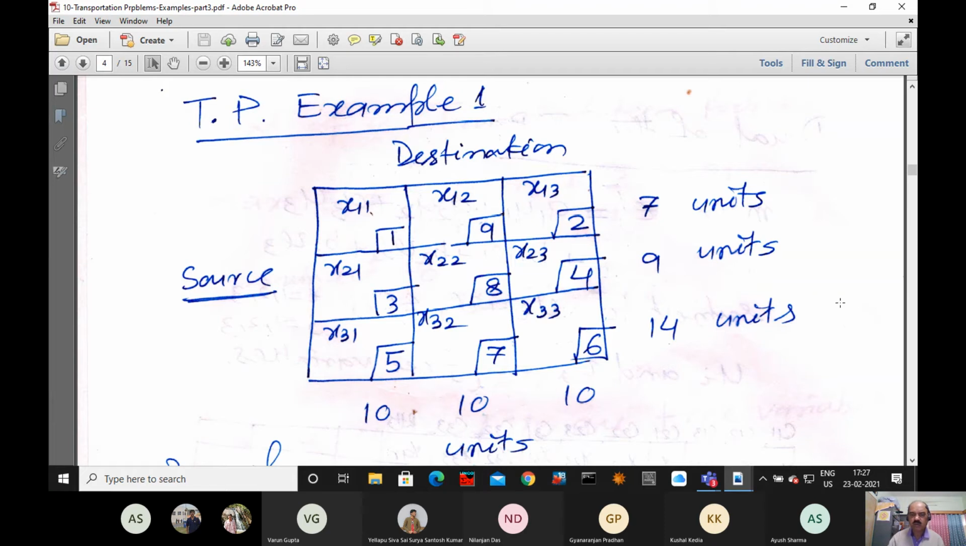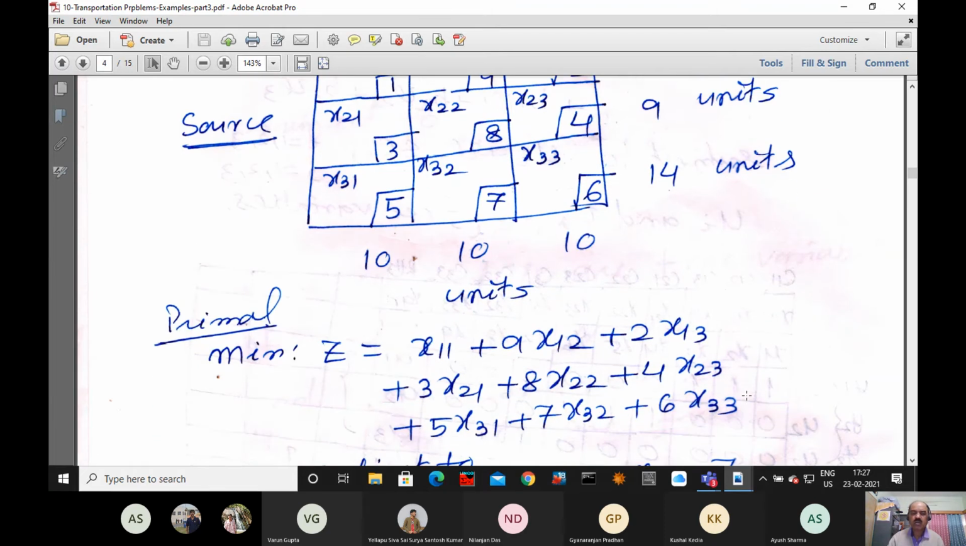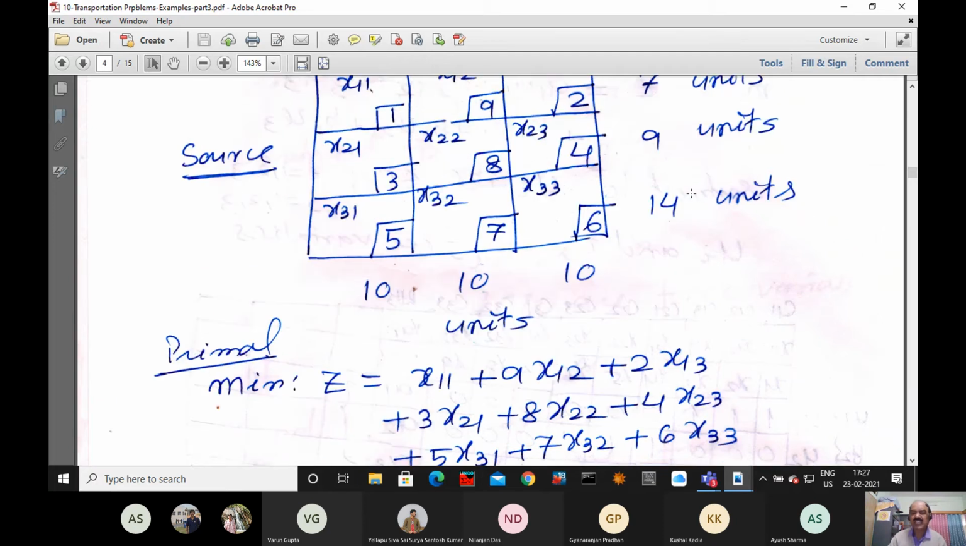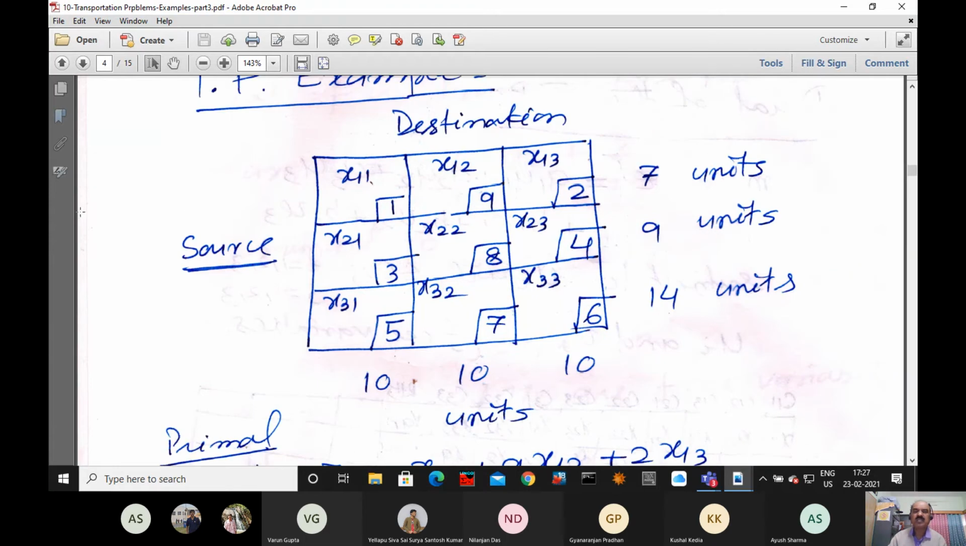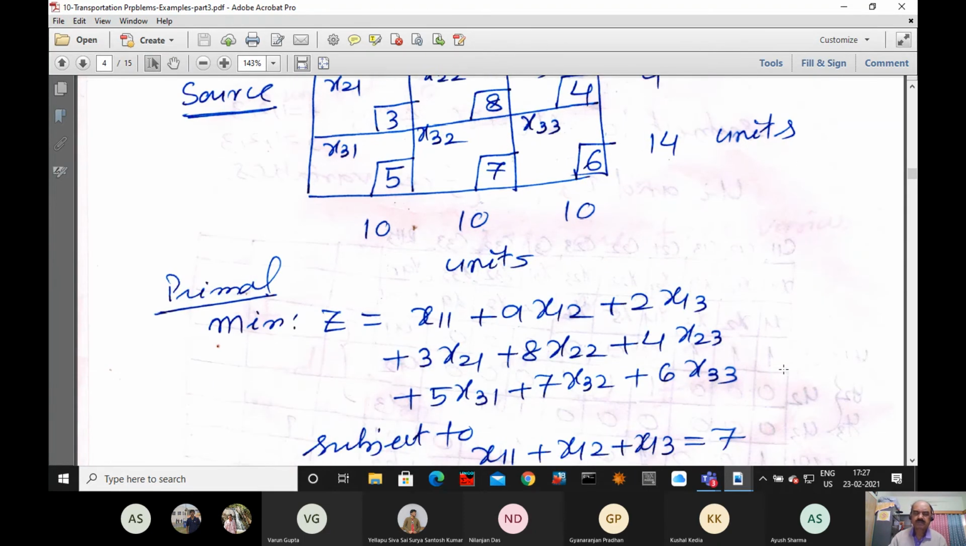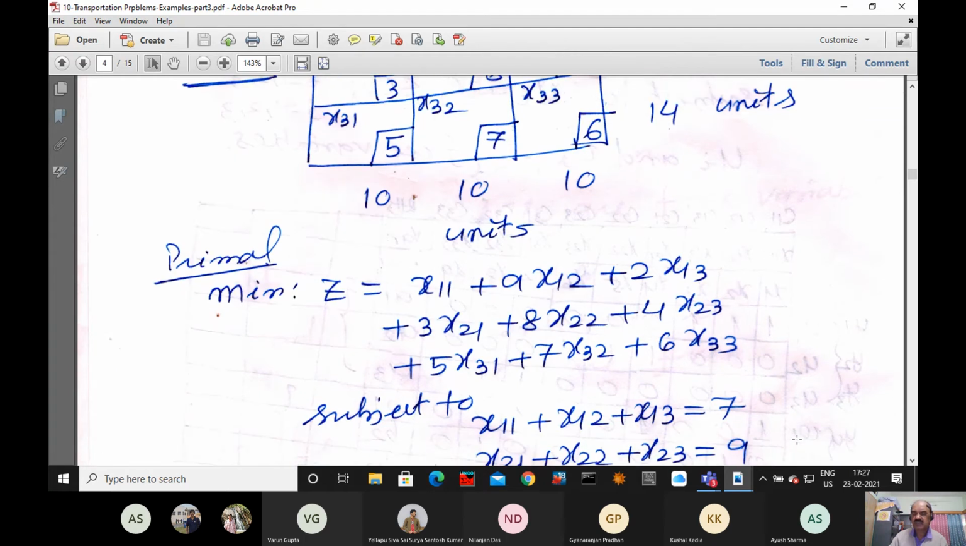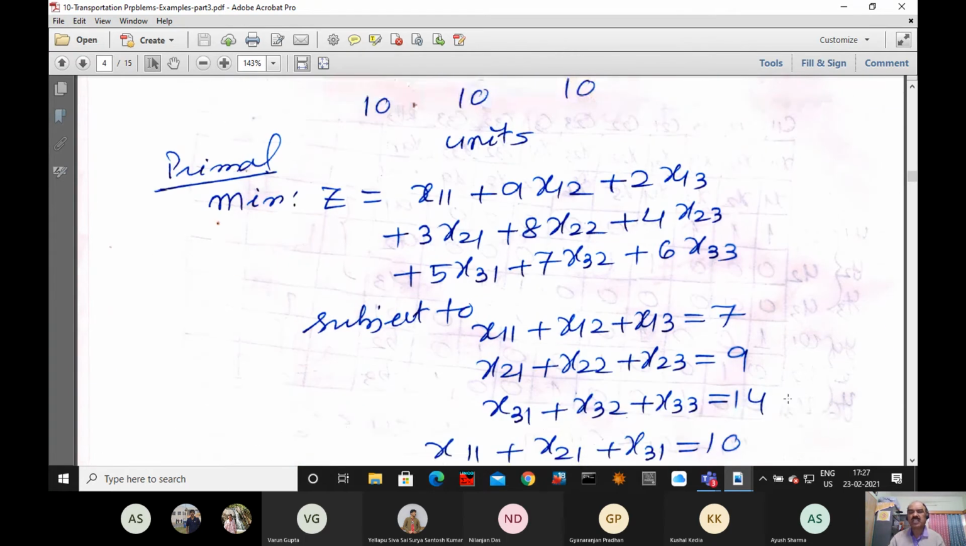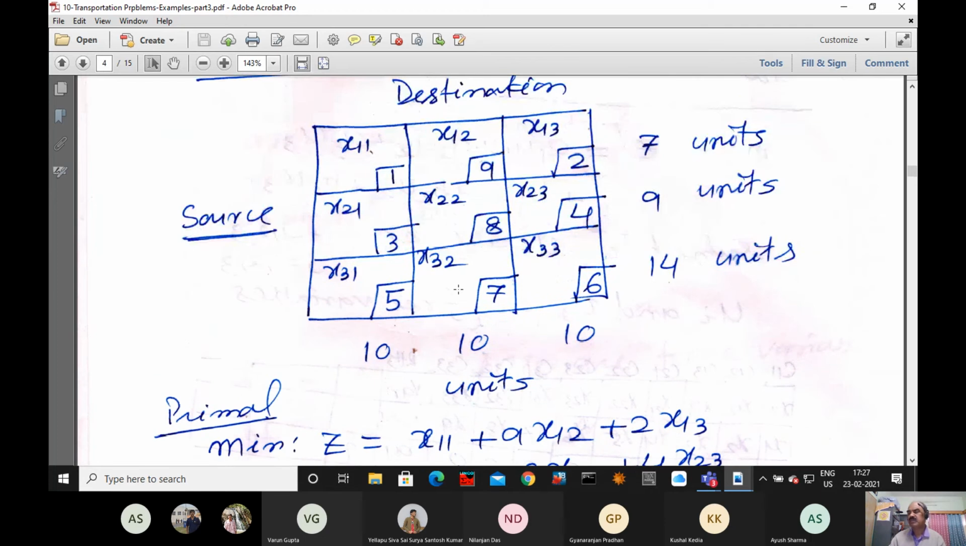So before solving, we are formulating the mathematical model. This is given in the matrix form. Generally problems are given in matrix form to you. So with respect to this, we have to form the linear programming format. This is minimization of z subject to the constraints. How many equality constraints will be there in this problem?